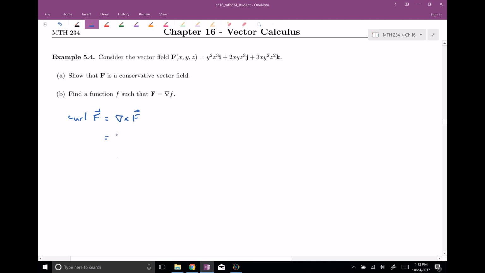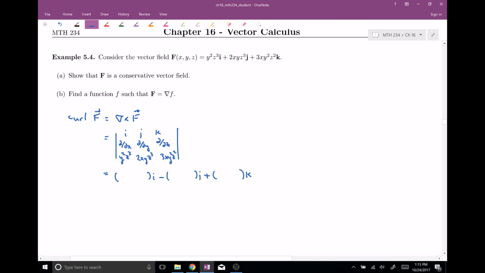And let's go ahead and compute this out. We have i's and j's and k's. And we're going to do a partial with respect to x, a partial with respect to y, a partial with respect to z. And then we're going to input our components. So here we have y squared z cubed, here we have 2xyz cubed, and here we have 3xy squared z squared. A little scrunched together there, but that's okay. All right, so we're going to have stuff with i's minus stuff with j's plus stuff with k's.